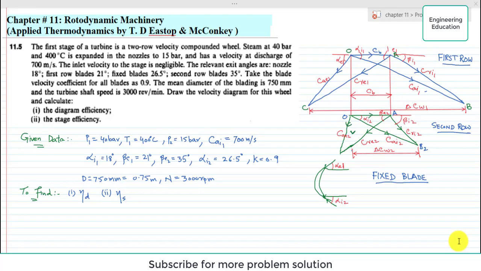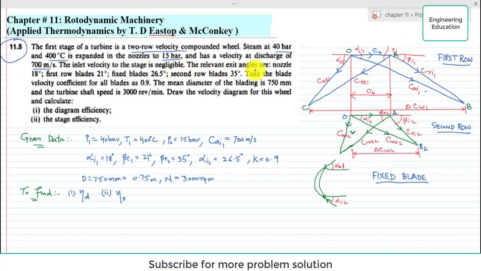In this lecture we are going to solve problem 11.5 from chapter 11, Rotodynamic Machinery, of Applied Thermodynamics by Eastop and McConkey. The statement of the problem is: the first stage of a turbine is a 2-row velocity compounded wheel. Steam at 40 bar and 400 degrees centigrade is expanded in the nozzles to 15 bar and has a velocity at discharge of 700 meter per second. The inlet velocity to the stage is negligible.